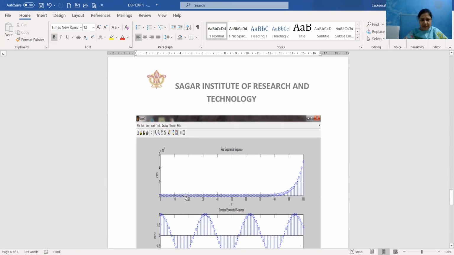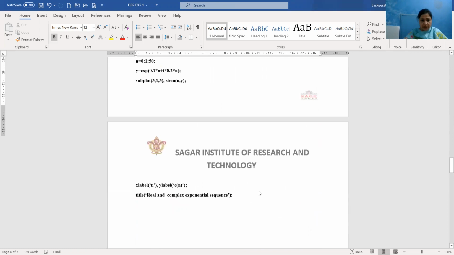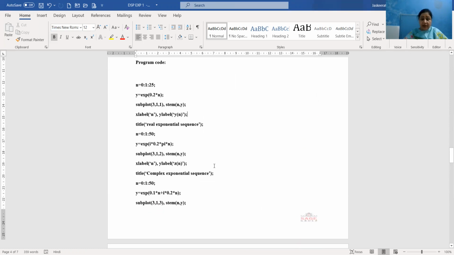And from the waveform we can see that this is a growing exponential and this signal is not periodic. It is aperiodic in nature. Now, next we will plot complex exponential signal.